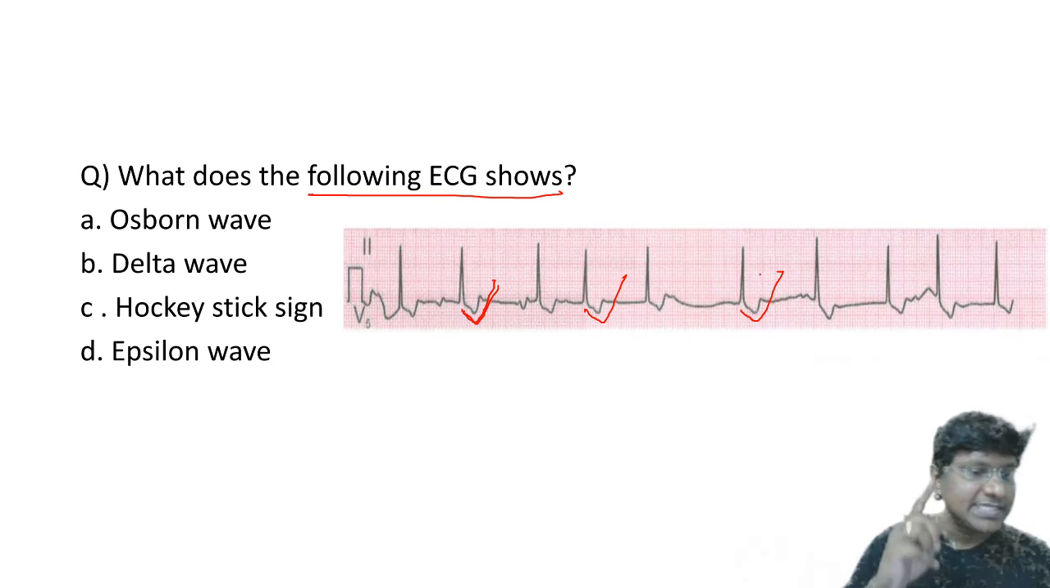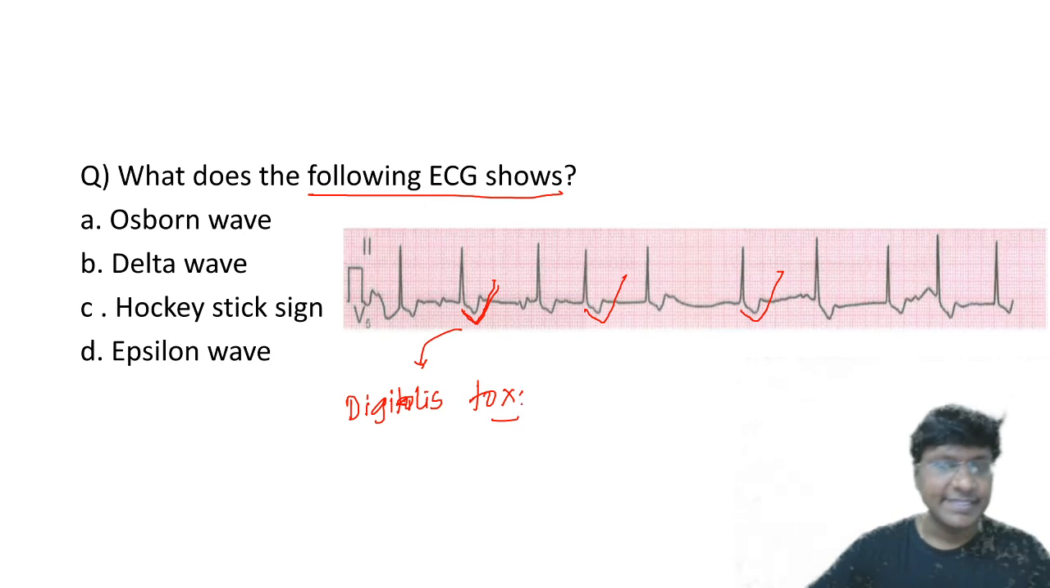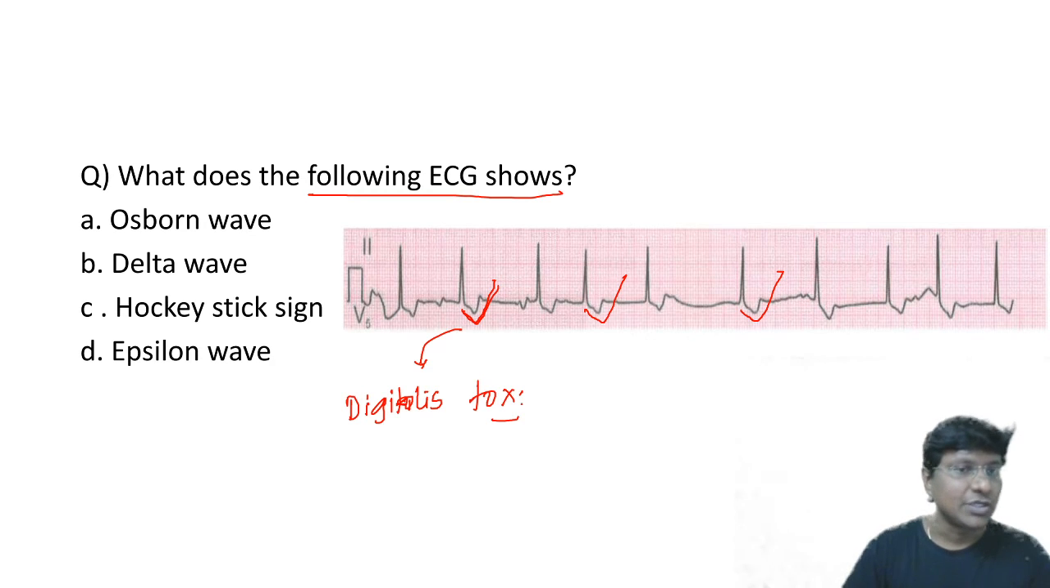Now, what is this suggestive of? Avinash has already said. Very good, Avinash. This is suggestive of digitalis toxicity. So in digoxin toxicity, you will have what is called the hockey stick sign, or we call it the inverted mustache sign. Now we will see the other options.